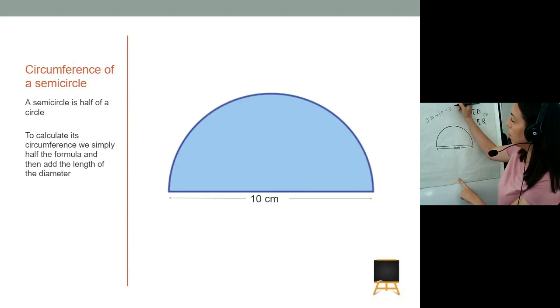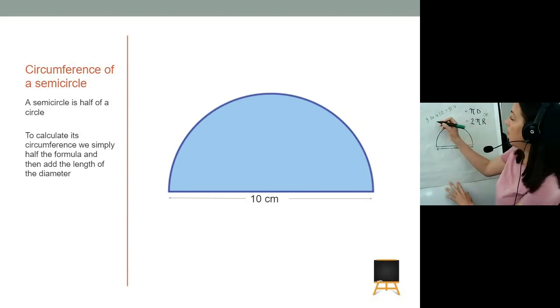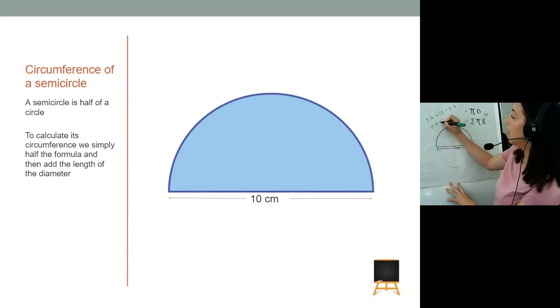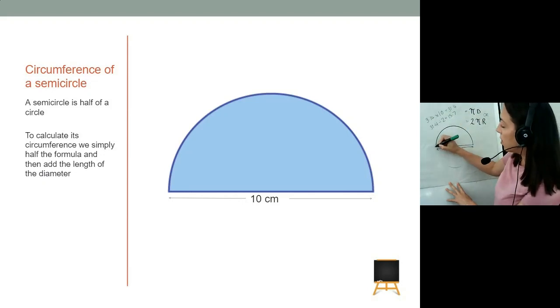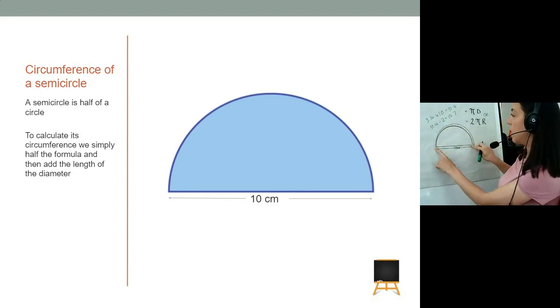Give us 31.4. Okay. We then half that. So that's the distance all the way around this full circle. So 31.4 divided by 2 is 15.7. So 15.7 is the distance from there all the way around to there, this half circle.